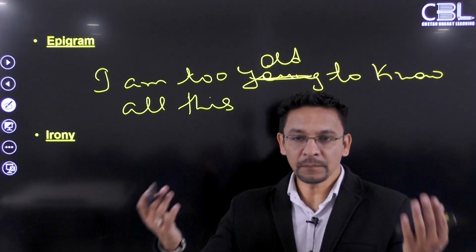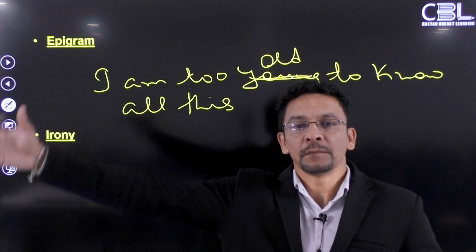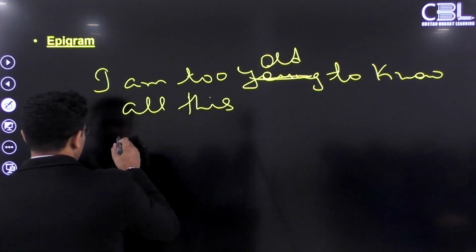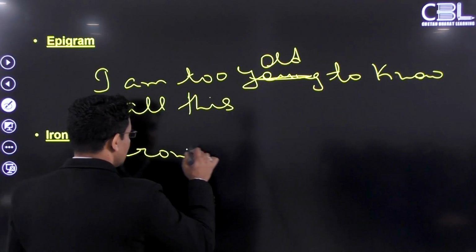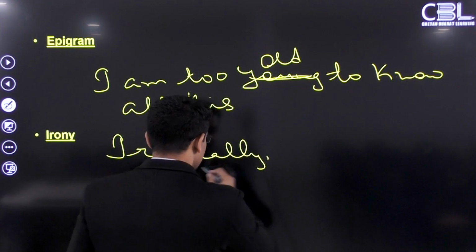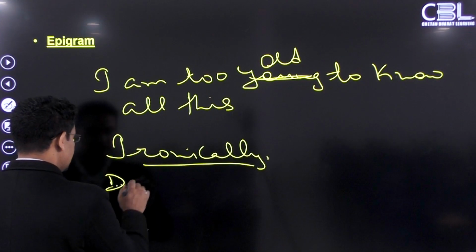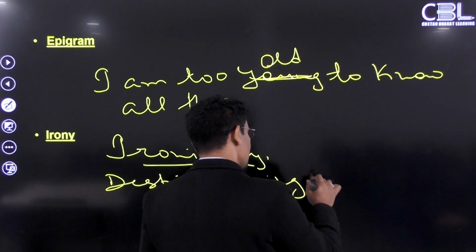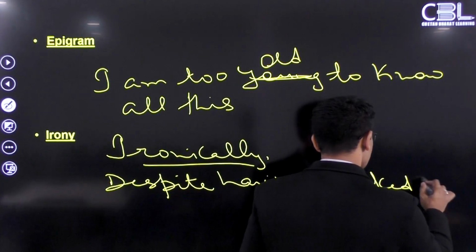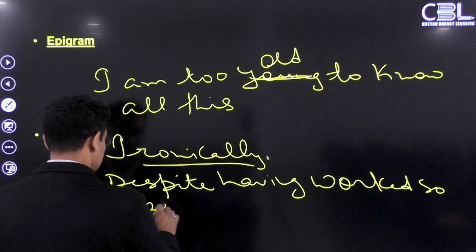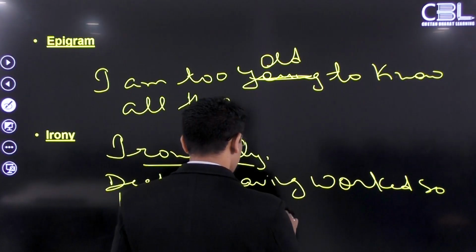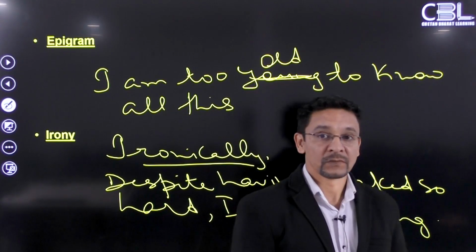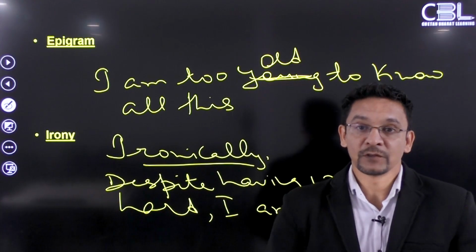Irony. Irony presents a reason, right? And then presents exactly the opposite, the result, right? Ironically, if we say, despite having worked so hard, I am starving. So this is irony, that even after working so hard, I'm starving. Or I work 24/7 to be this poor. That is also ironical.